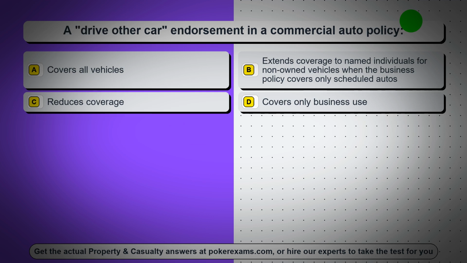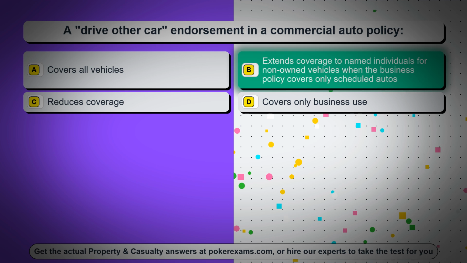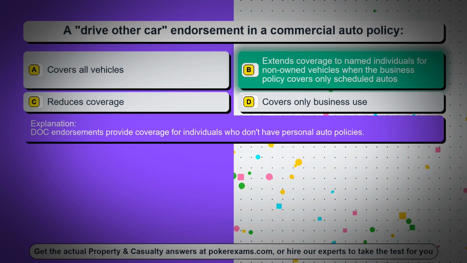Question 86. A drive other car endorsement in a commercial auto policy. Option A, covers all vehicles. Option B, extends coverage to named individuals for non-owned vehicles when the business policy covers only scheduled autos. Option C, reduces coverage. Option D, covers only business use. The correct answer is option B, extends coverage to named individuals for non-owned vehicles when the business policy covers only scheduled autos. DOC endorsements provide coverage for individuals who don't have personal auto policies.